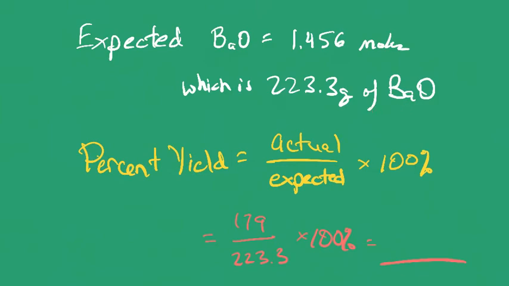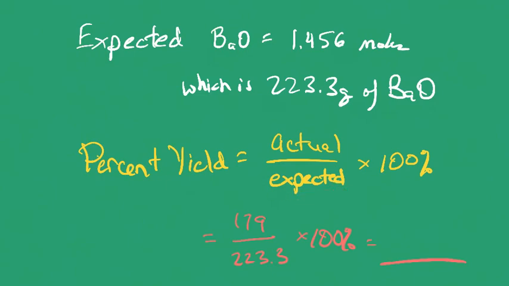Again, I want you to do that math yourself and prove to yourself that you get this same number, 223.3, by adding barium plus oxygen and multiplying it times the number of moles right here. Once you get this number, that's how many grams of barium oxide we expect. That's called the theoretical yield. That's what we expected to get.